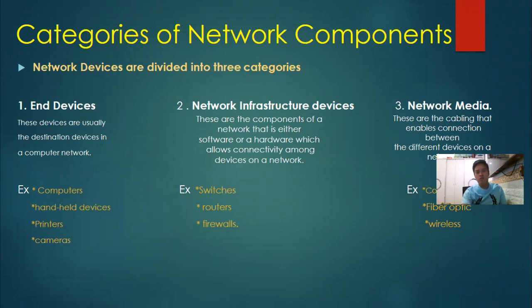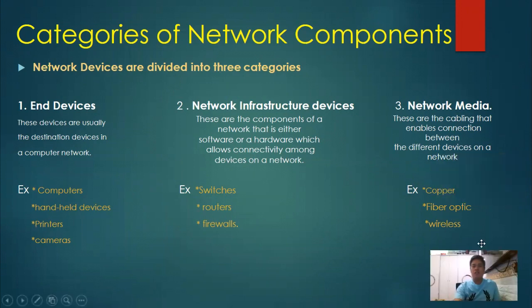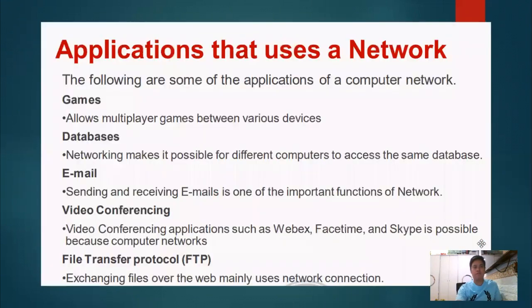The second one is network infrastructure devices. These are the components of a network, either software or hardware, which allow connectivity among devices on a network. Examples are switches, routers, and firewalls. The third one is network media. These are the cabling that enables connection between the different devices on a network. Examples are copper, fiber optic, and wireless.